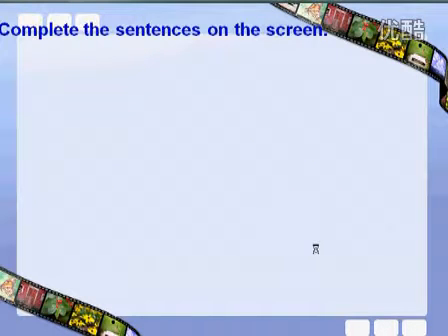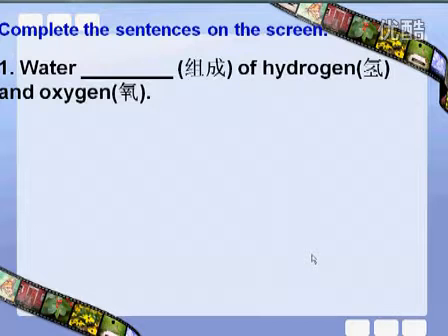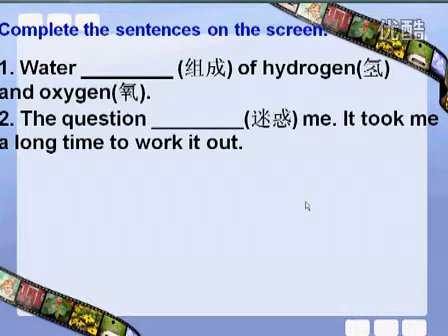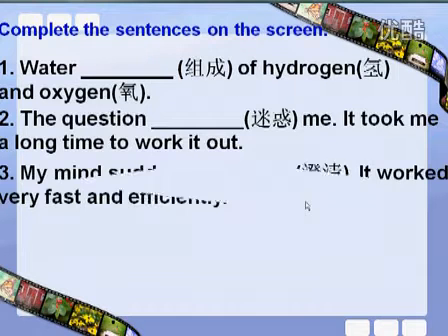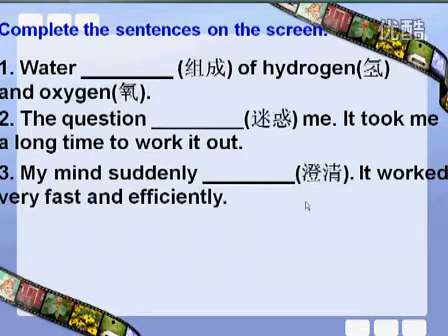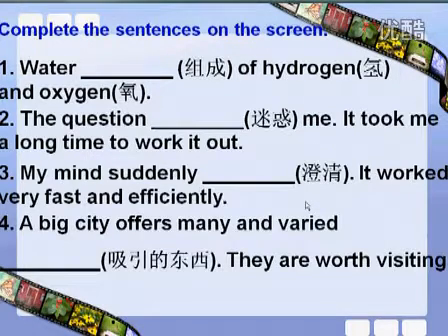Now let's complete the sentences on the screen. Now water consists of hydrogen and oxygen, 组成, maybe very easy. Okay. Now the question puzzled me, it took me a long time to work it out. 迷惑。Now my mind suddenly clarified, it worked very fast and efficiently. And a big city offers many and varied attractions, they are worth visiting.